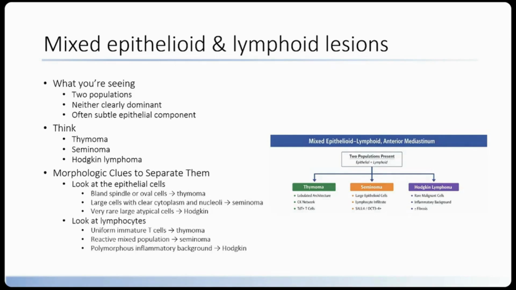From a lymphocyte perspective, again, I think it's helpful to make sure that you've morphologically characterized both of those. So the uniform immature T cells of a thymoma, the mixed reactive population of a seminoma, and that polymorphous inflammatory background of Hodgkin's, as well as associated fibrosis. Eosinophils, for example, are important to look out for, and may give you further clues before you start to reach for your immunohistochemistry request form.